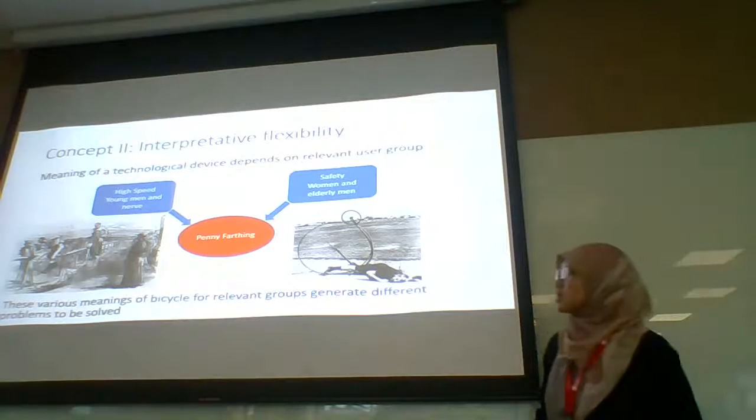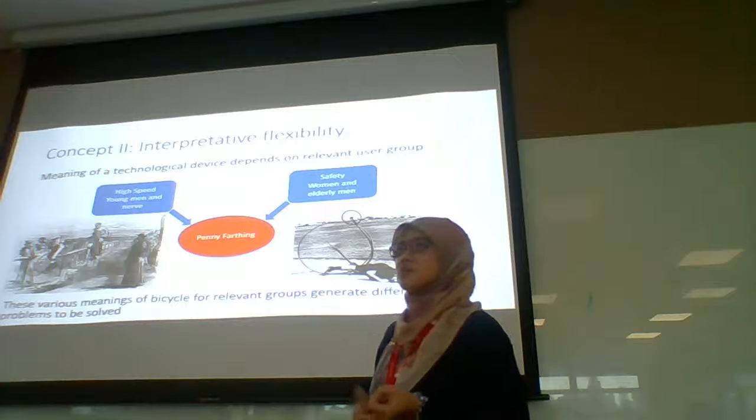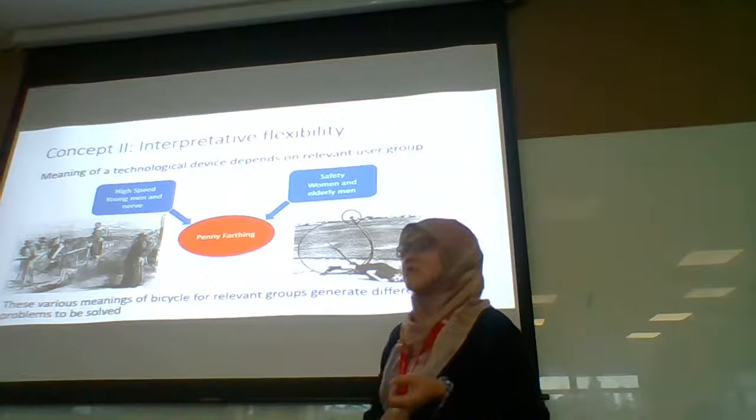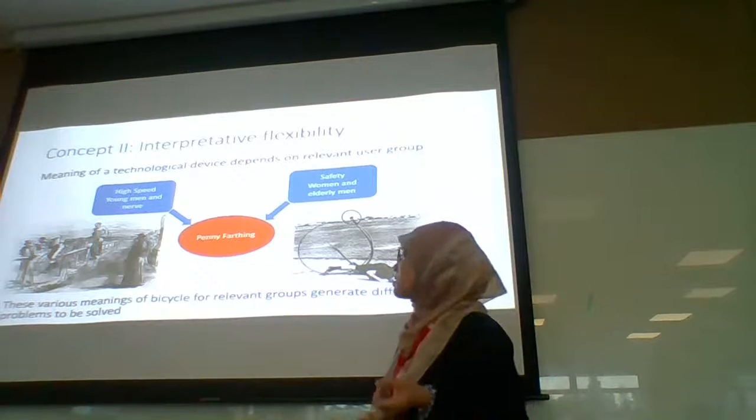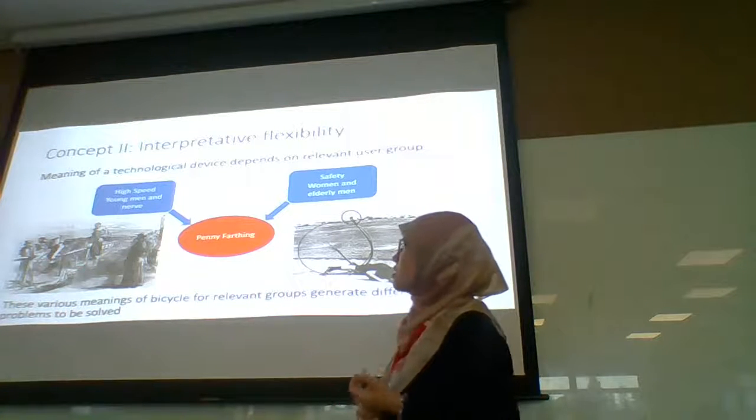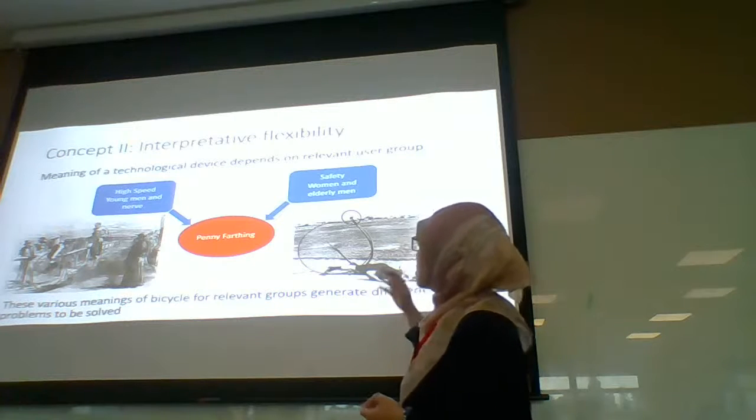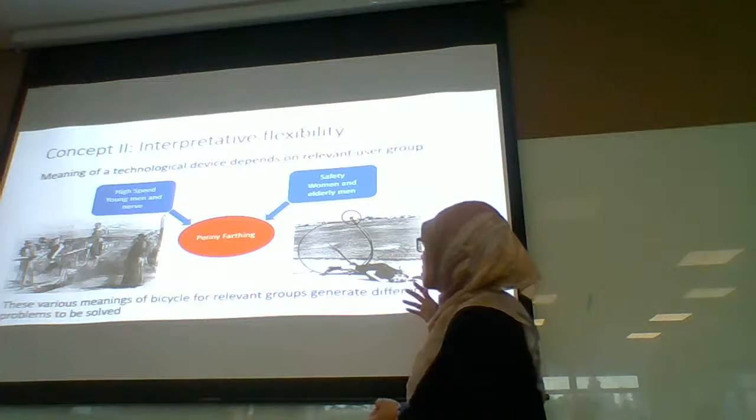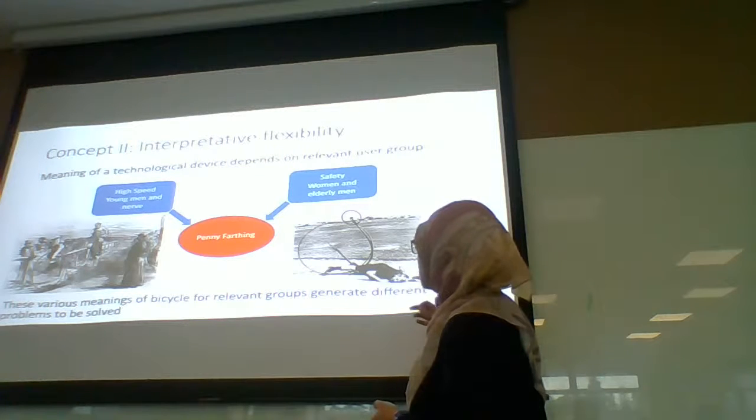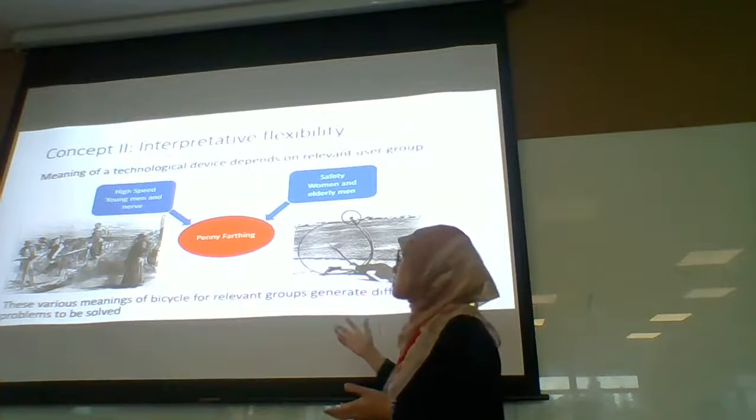So this relates to the second concept. The first concept is about socially relevant groups, so who is being affected, either positively or negatively, by the technology, and in this particular story, the bicycle. The second concept is about interpretative flexibility. So the technological device depends on the relevant user group, because every social group has their own meaning of the bicycle.